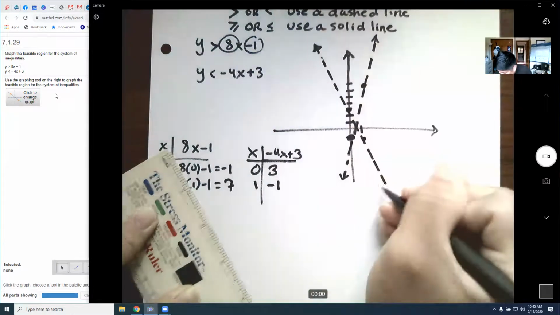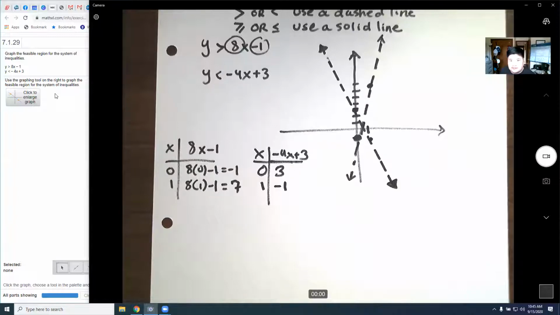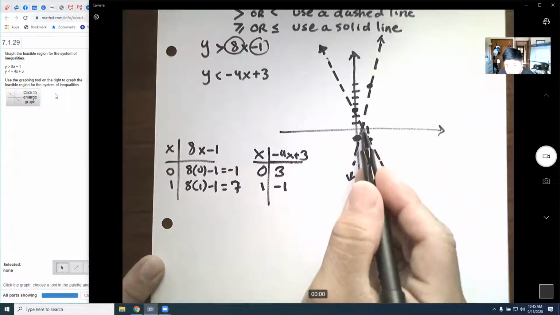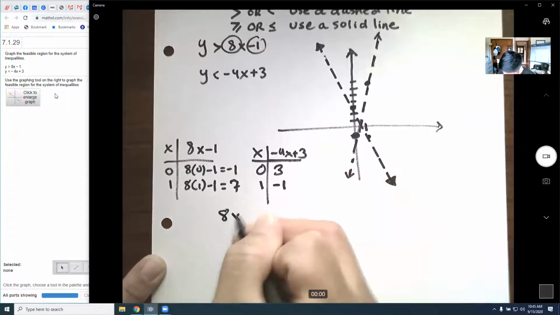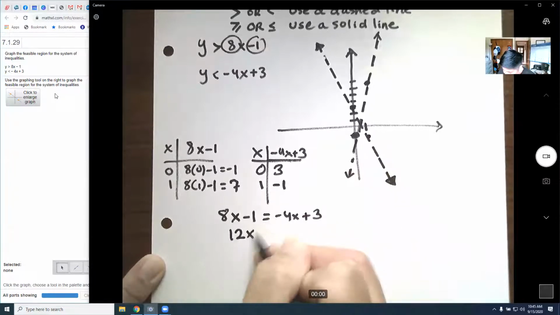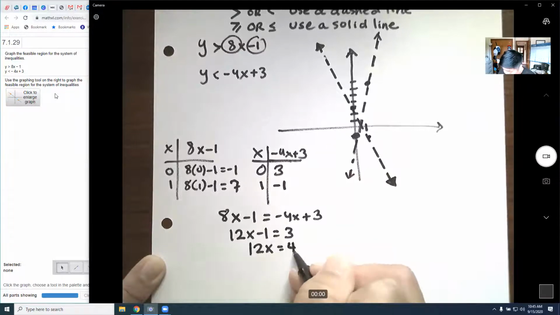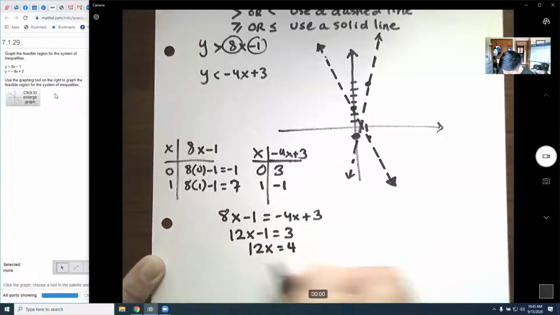Now, we'll get to the shading part in a moment, but I think that it might help to know where that intersection point is. So if I set 8x minus 1 equal to negative 4x plus 3, then I can add the 4x, so 12x minus 1 is equal to 3, then add the 1, so 12x is equal to 4, and then I divide by 12 to get x is 1 third.